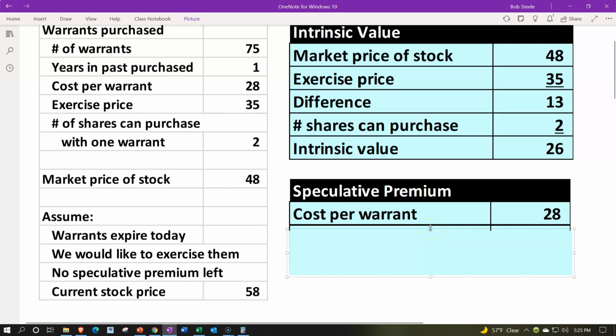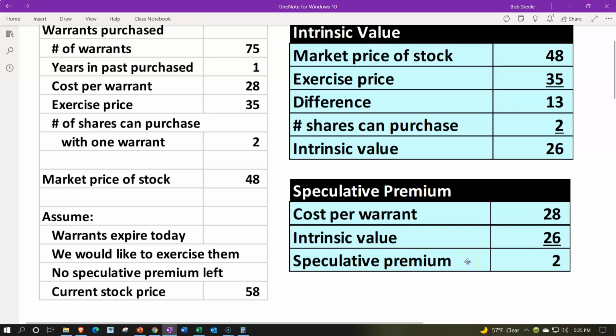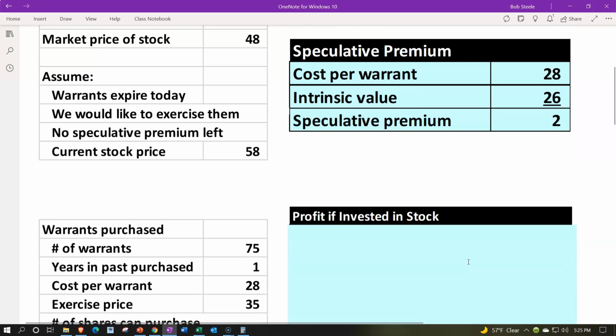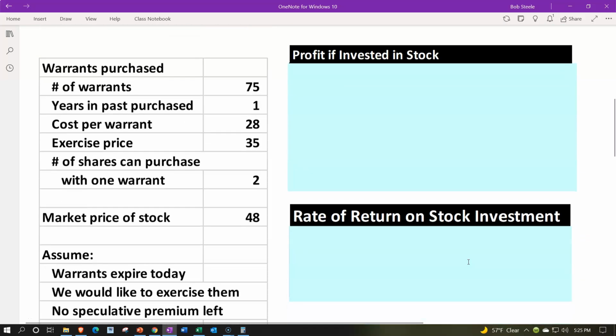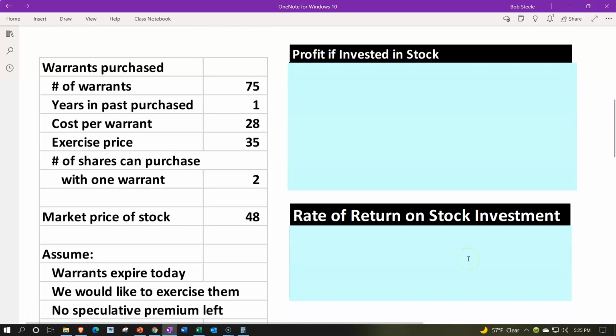The cost per warrant is $28, and we're getting an intrinsic value of $26. So the speculative premium, we're paying $2 in essence over what we would get if we were to simply purchase the warrant and exercise it at that point in time. But we're going to wait till a year later, and then a year later we have this scenario. And let's think about the stock. What if we had purchased the stock and then sold it a year later, and then we compare that to exercising the warrant.